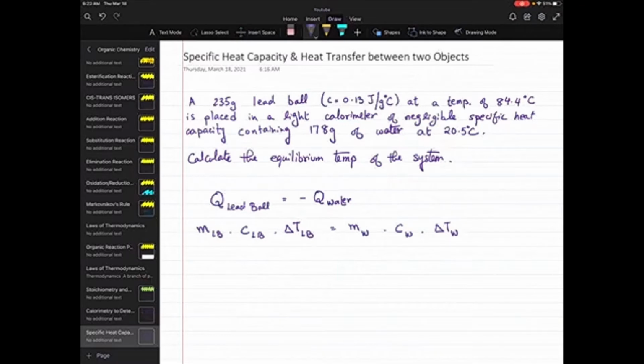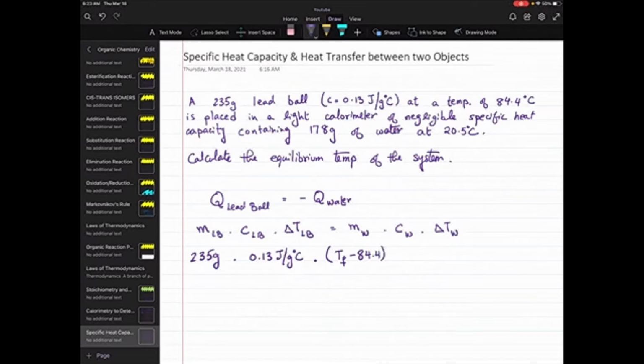Now, the mass of the lead ball is given to us as 235 grams. So 235 grams, we already have that established up there, and multiplied by the specific heat capacity of the ball, which is 0.13 joules per gram degrees Celsius. So proper units, grams and grams. And the change in temperature. Now, change in temperature is the temperature final, which we don't know, minus initial temperature, which is 84.4.